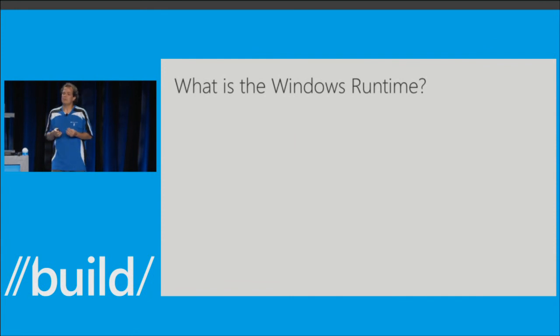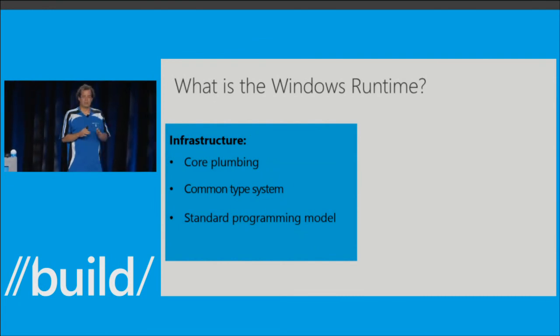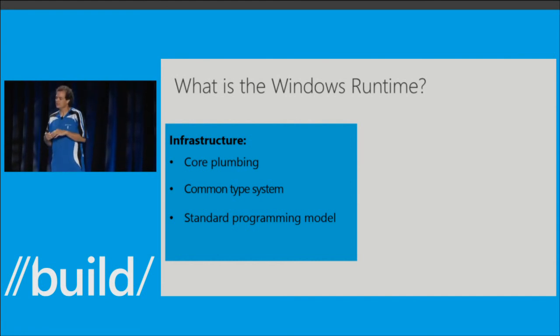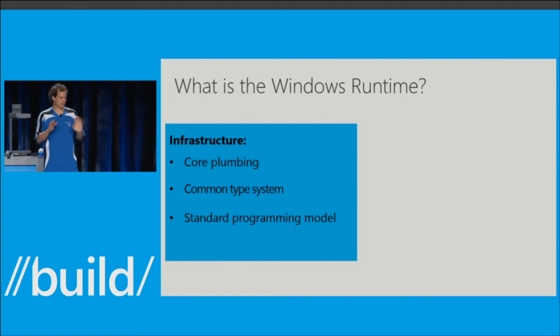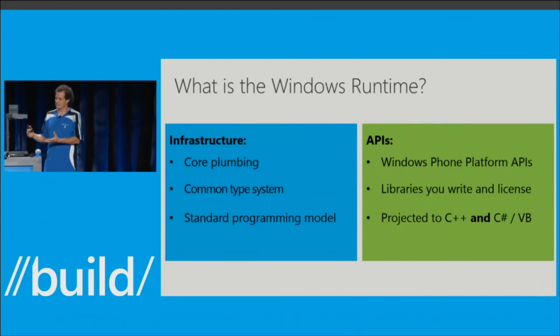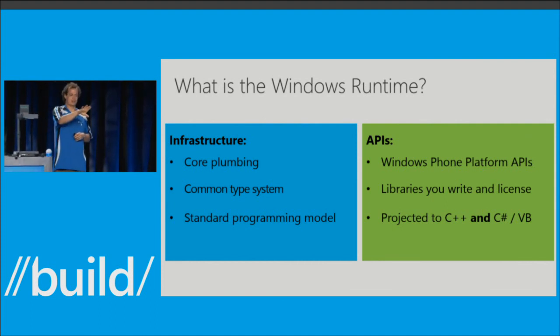I hear people often talk about the Windows runtime, and they usually talk about it in two ways. One, on the left you see up here, you can think of it as infrastructure. Well, it's core plumbing. It offers this common type system. It also offers your standard programming model. And then on the right, you see its APIs. So I just said speech, NFC, Bluetooth. These are features that use WinRT or are built on top of WinRT that are offered for Windows Phone.